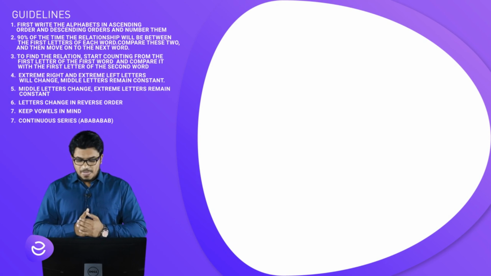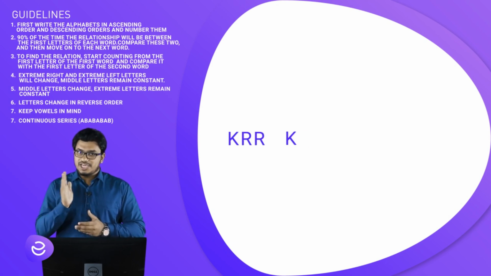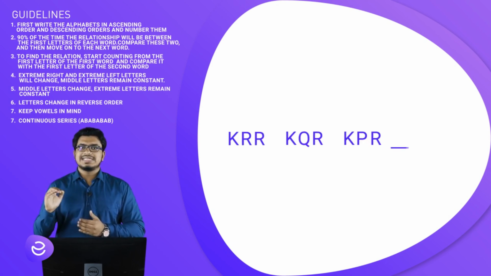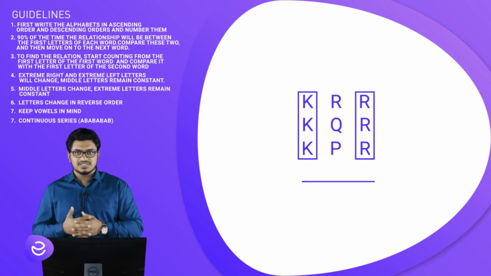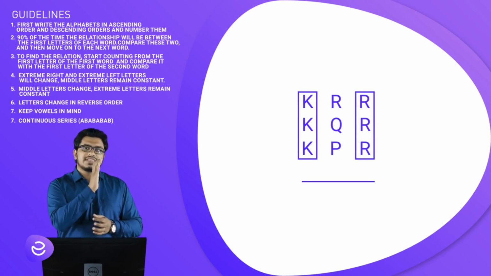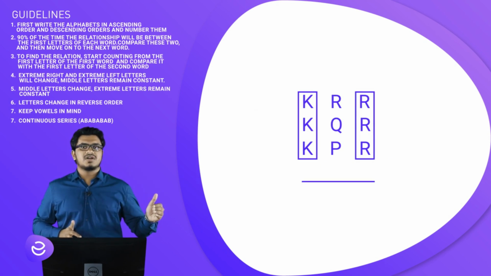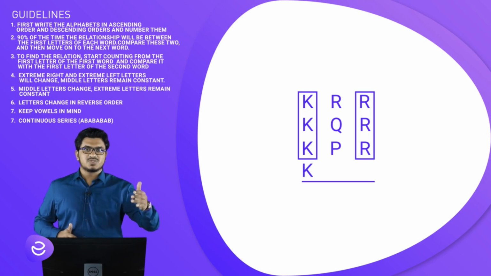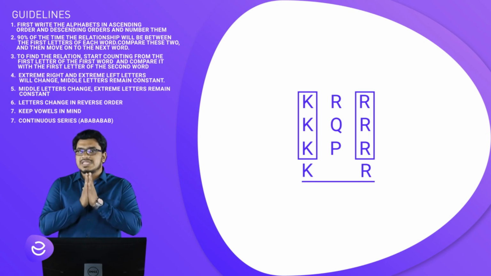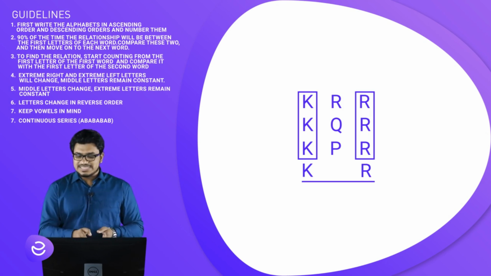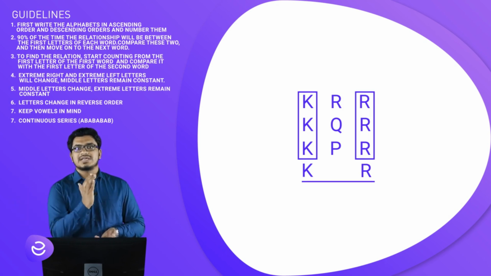I will give an example: KRR, KQR, KPR dash. So, here we see that the extreme letters K and R remain constant in the first word, the second word, the third word. So, it will remain constant in the fourth word. We get K as the first letter, we get R as the last letter. So, we only have to be concerned with the middle letter. In the first word the middle letter is R, in the second word the middle letter is Q, the third word it is P. So, it is a reverse going alphabet.